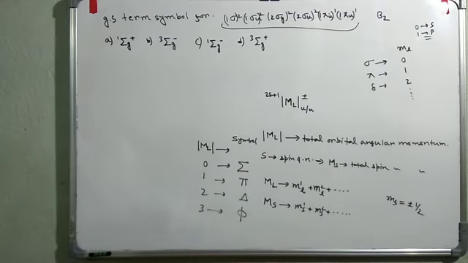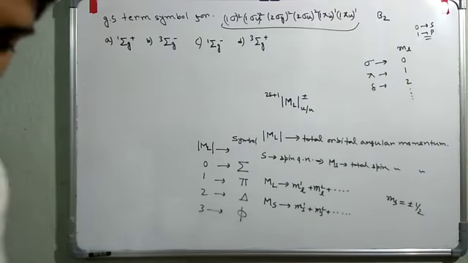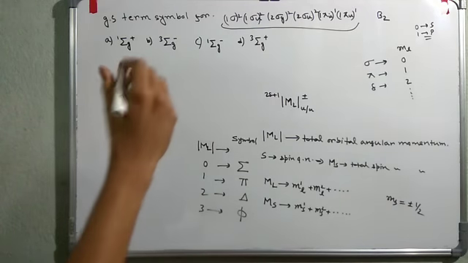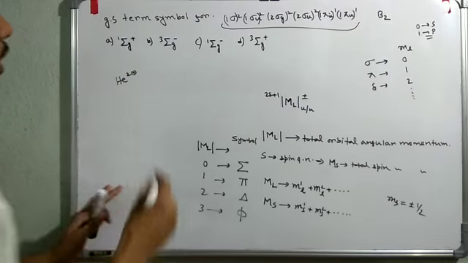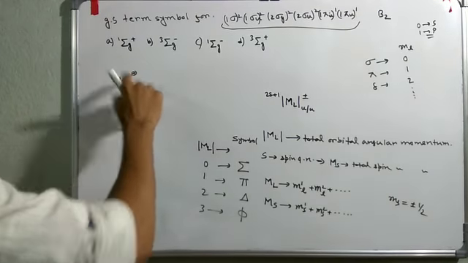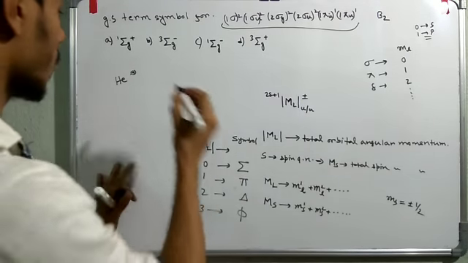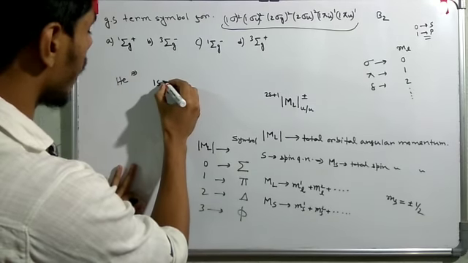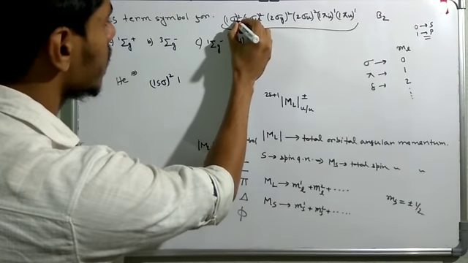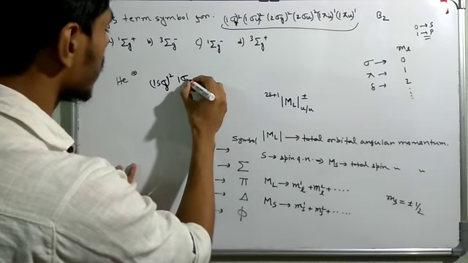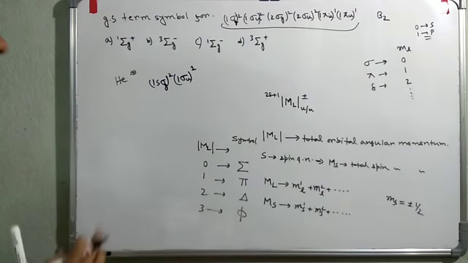Now if you understand up to this, let me take an example. First start with simple molecules, for example He2 plus. Or not He2 plus, He plus. What will be the term symbol for He plus? First let us see the molecular configuration of He plus. For He plus it will be 1 sigma g 2 and 1 sigma u 1. So this is the molecular configuration of He plus.